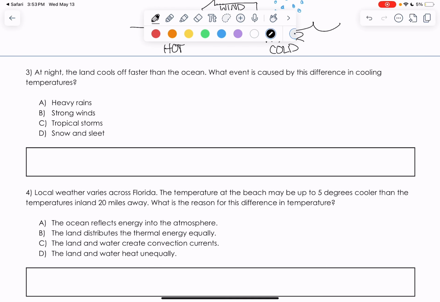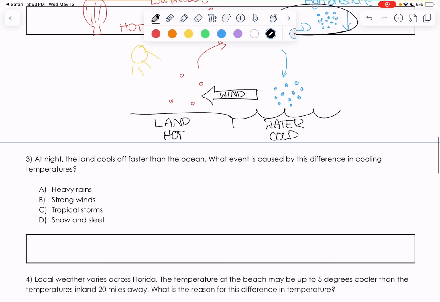Number 3, at night, the land cools off faster than the ocean. That's the opposite of the sea breeze during the day that happened before. So at night, the land, remember it likes to switch up, land always wins, is relatively cold, whereas the water is relatively hot.